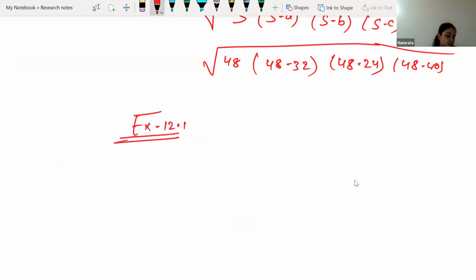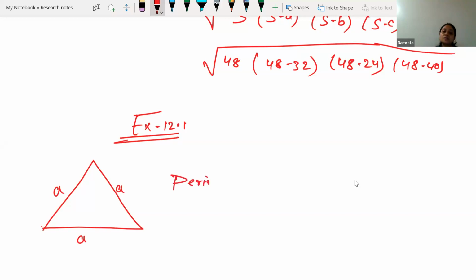Here the first question says a traffic signal board indicating school ahead is an equilateral triangle. The traffic signal board is in the form of an equilateral triangle where the sides are A, A, A. Find the area of the signal board using Heron's formula if the perimeter is 180.